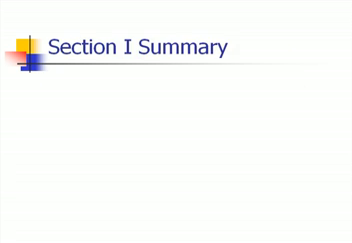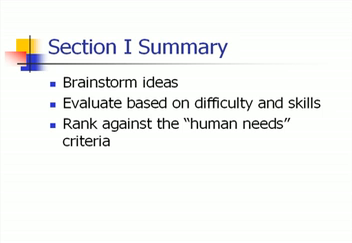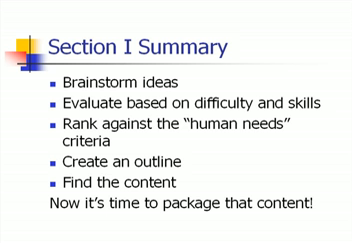So let's summarize section 1. Okay, we've brainstormed our ideas and we've evaluated them based on difficulty and our skill set. We've ranked our top ideas against the 10-step criteria and chosen the best one. We created an outline and found content for each section. With the content outline created, it's just a matter of packaging it in the way we want: book, audio, video, or a combination. So let's move on to the next step and find out how we can package our content.